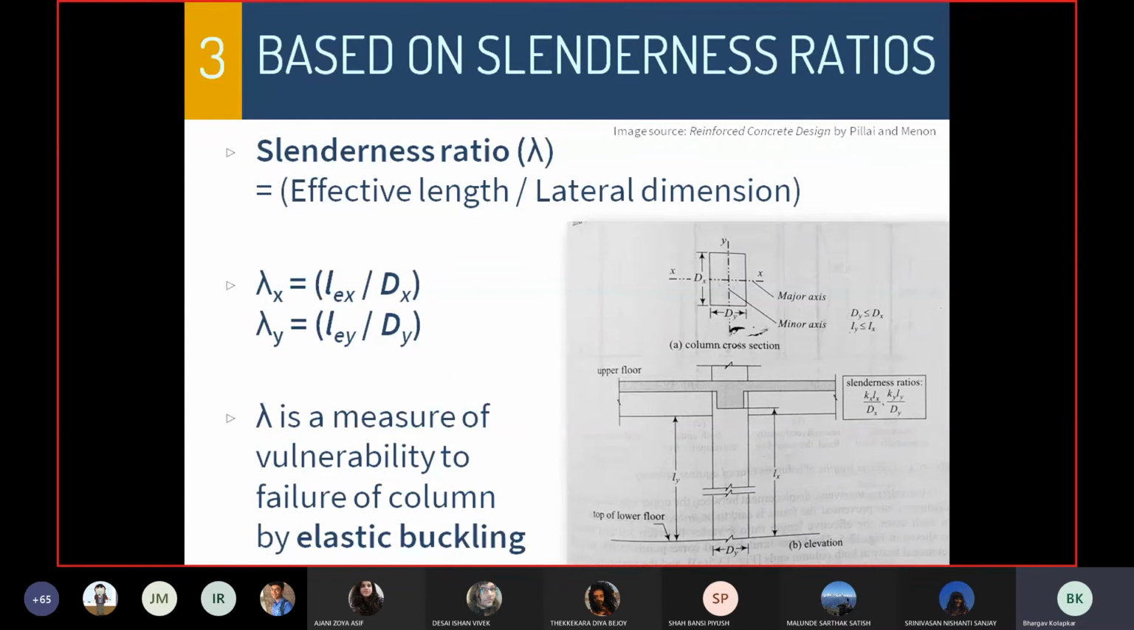What slenderness actually is, it is a measure of the vulnerability to the failure of a column by elastic buckling. You've seen this before. The larger the value of lambda, the more slender the column, and the lesser is the load that the column can take. Therefore, we can say that slenderness ratio is a measure of vulnerability of the column to fail by elastic buckling.